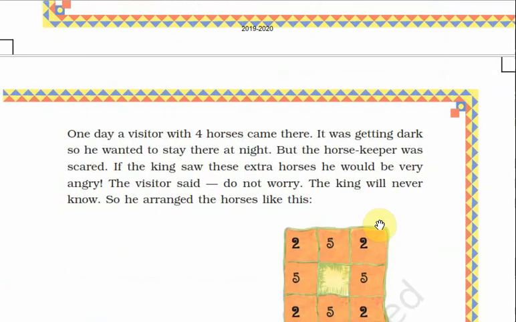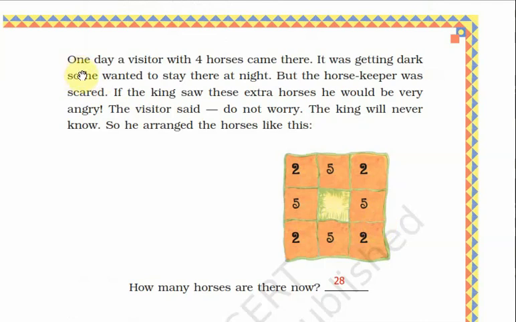Now what happened one day? Let us see. One day a visitor with 4 horses came there. It was getting dark, so he wanted to stay there at night. But the horsekeeper was scared. If the king saw extra horses, he would be very angry. The visitor said, "Don't worry, the king will never know." So he arranged the horses like this.